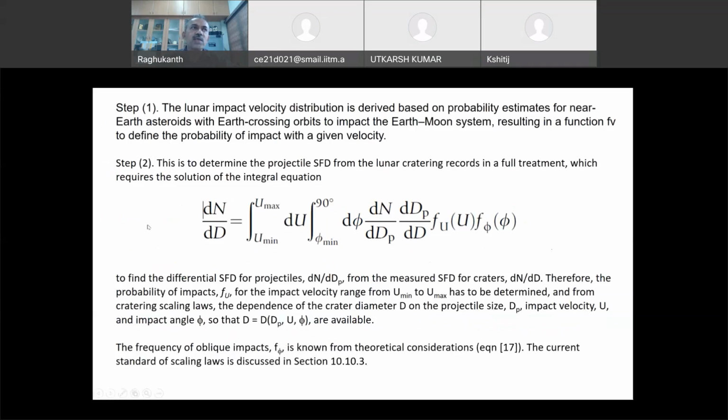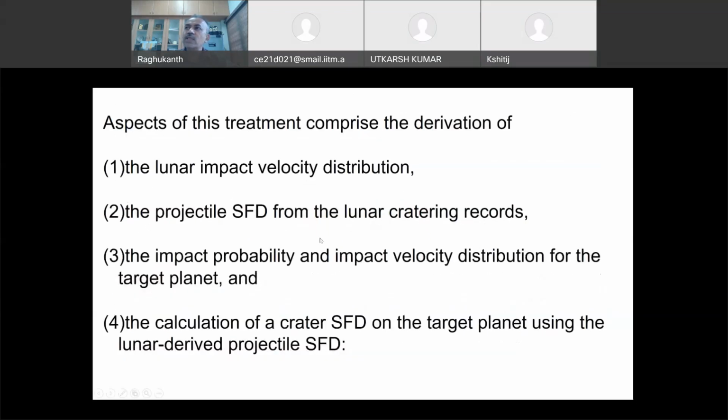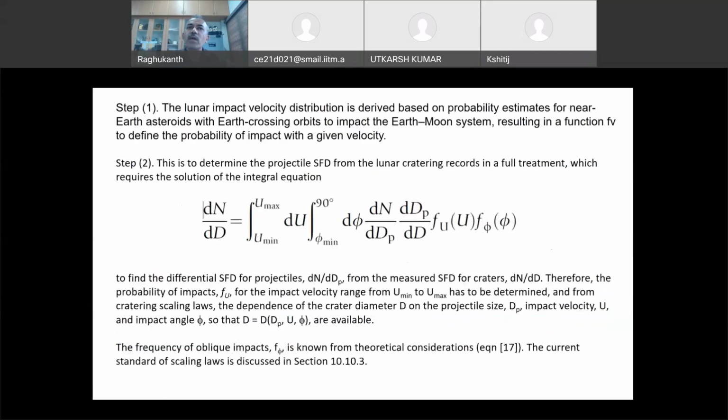Now, for the next step, you have to find the size frequency distribution of the impactors or projectiles. This comes from the total probability theorem. I don't know how many of you have done the probability course itself. If you want to have that sample space, the total probability theorem is there. If I want to find the probability of any event, say the probability of A greater than Y star or whatever, you have to use the total probability theorem.